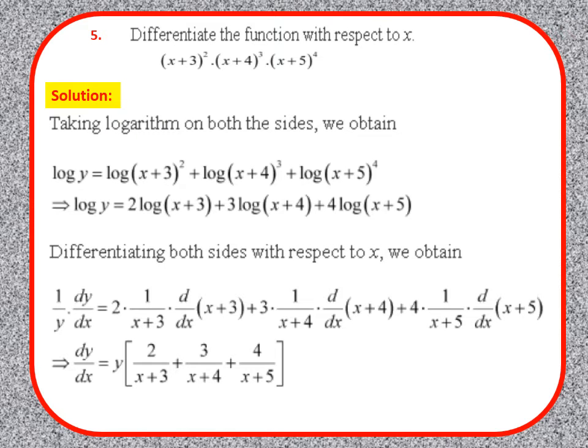Move into question 5. Differentiate the function with respect to x. Here the function is (x+3) whole cube, (x+4) whole cube, and (x+5) whole power 4. So again, taking log of both sides, you will simply get log y is equal to, since it is a product, it will be converted into addition. So it is log (x+3) whole square plus log (x+4) whole cube plus log (x+5) whole power 4. Clear?